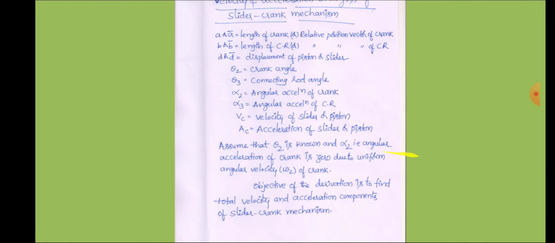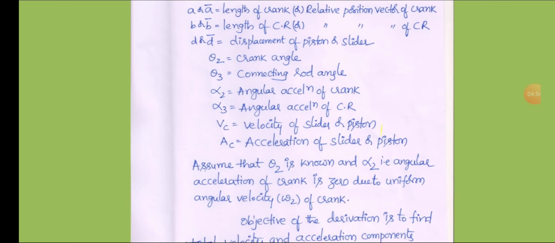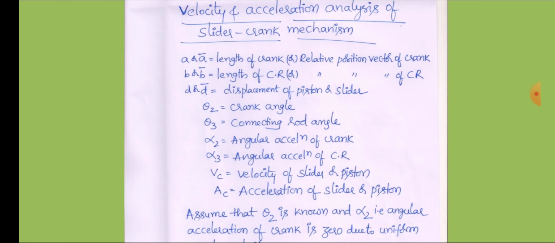Now, before beginning the derivation, what are all the assumptions I have made, what are the notations I have used, and what I am going to find in the derivation, I have just listed out. Because it is a slider crank mechanism, as you know, there is one fixed link, the crank is the second link, the connecting rod is the third link, and the slider is the fourth link.